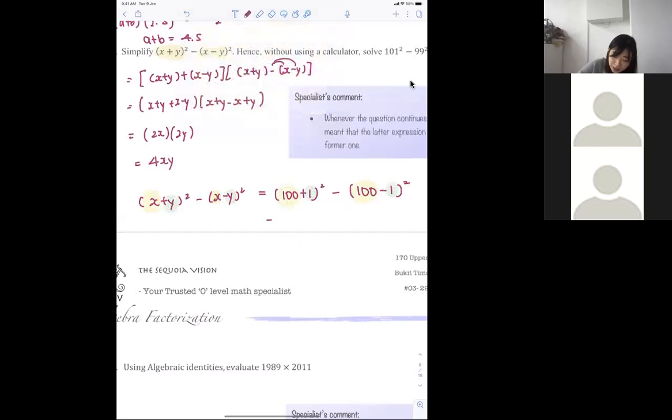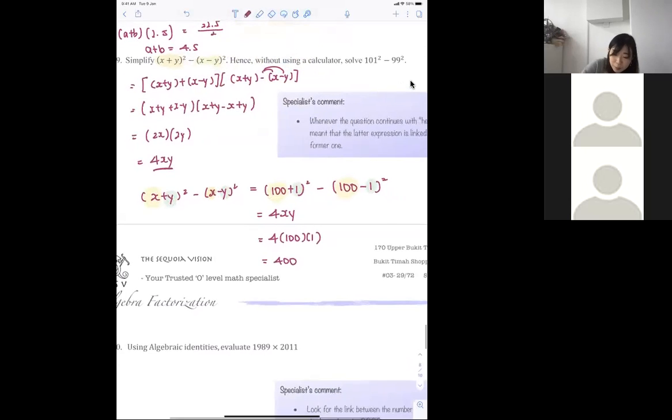Remember what is the answer? The answer is 4xy. So it's 4xy, 400. Okay, whenever you have this number kind of question, you are able to put in the calculator. Always put in the calculator to see whether you're correct. So you put 101 square minus 99 square in your calculator, you indeed get 400. So you know that, okay, you got it correct.